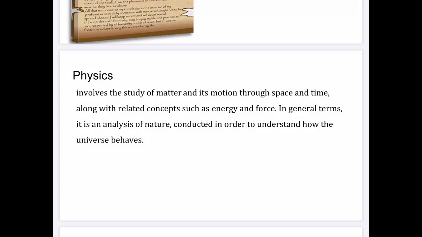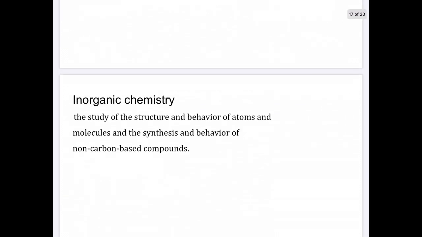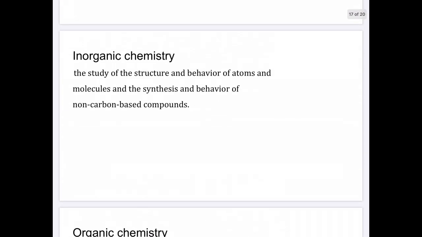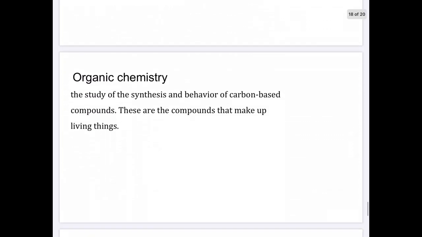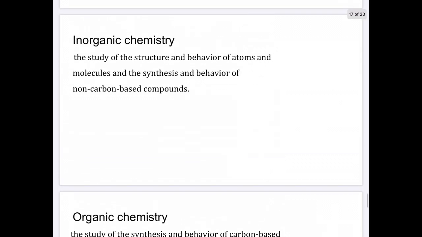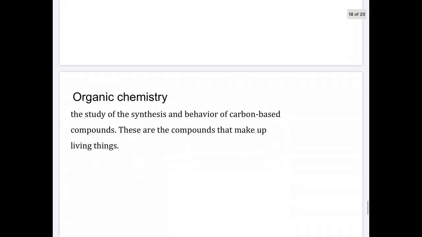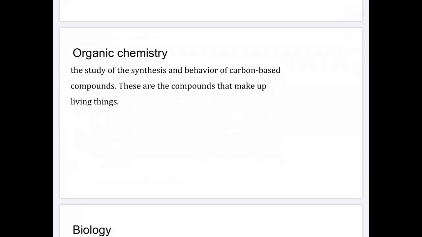So that's physics. The next one is inorganic chemistry. That's one branch of chemistry. The other is organic chemistry. Inorganic chemistry is the study of the structure and behavior of atoms and molecules, and the synthesis and behavior of non-carbon-based compounds. We will make more sense of these definitions as we get into chemistry. Organic chemistry is the study of the synthesis and behavior of carbon-based compounds. So inorganic chemistry, we're looking at non-carbon-based compounds; organic chemistry, we're looking at carbon-based compounds.